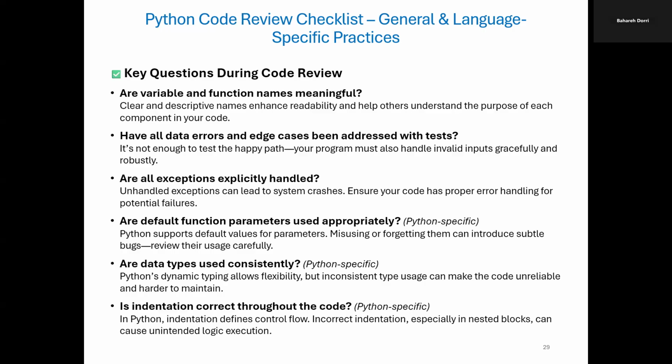Then there is type consistency. Python won't stop you from reassigning a variable from a string to a list to an int, but that doesn't mean you should. Consistency helps with debugging and readability. And finally, indentation. This is huge in Python. Forget a tab or add one in the wrong place, and suddenly your if condition is doing something you didn't intend. All of these little things, when done right, add up to clean, reliable code.